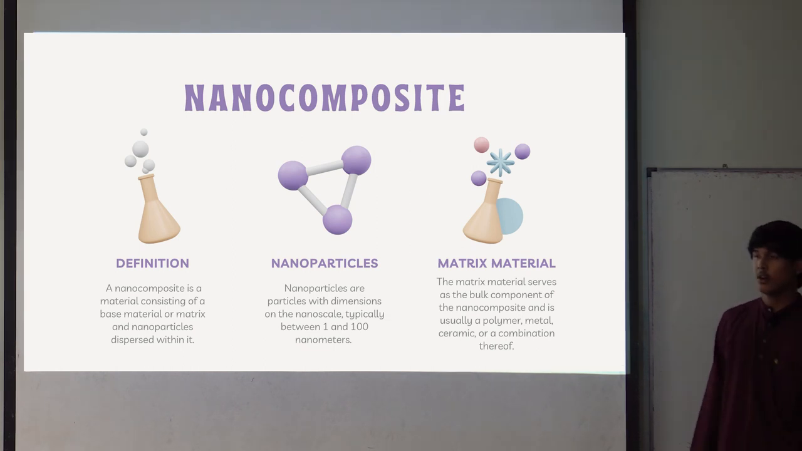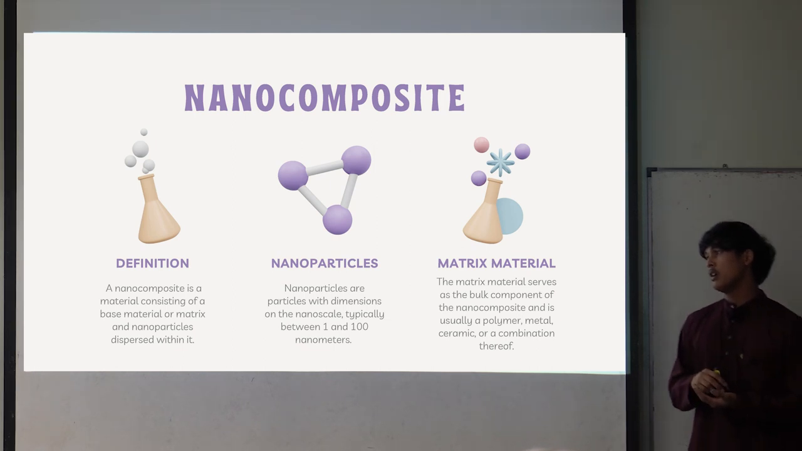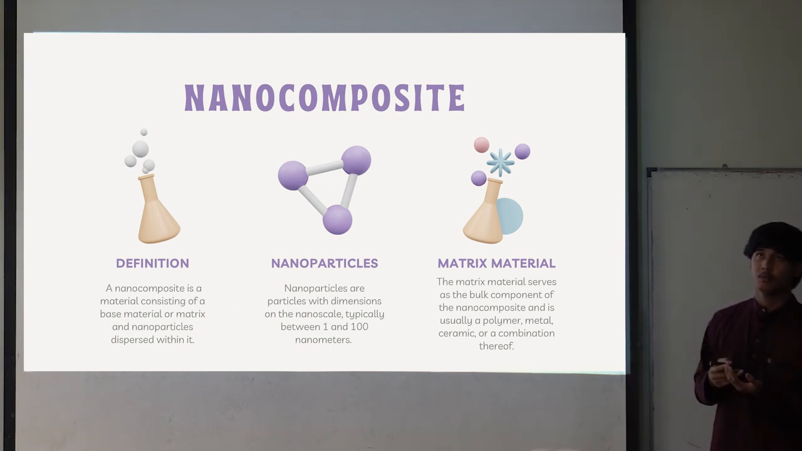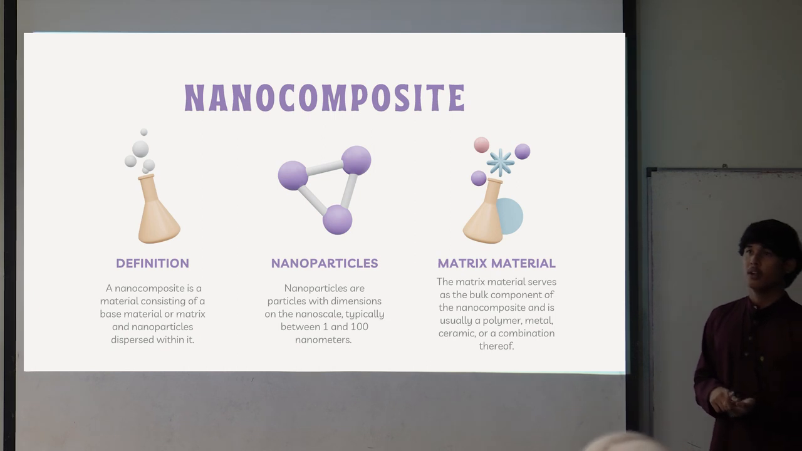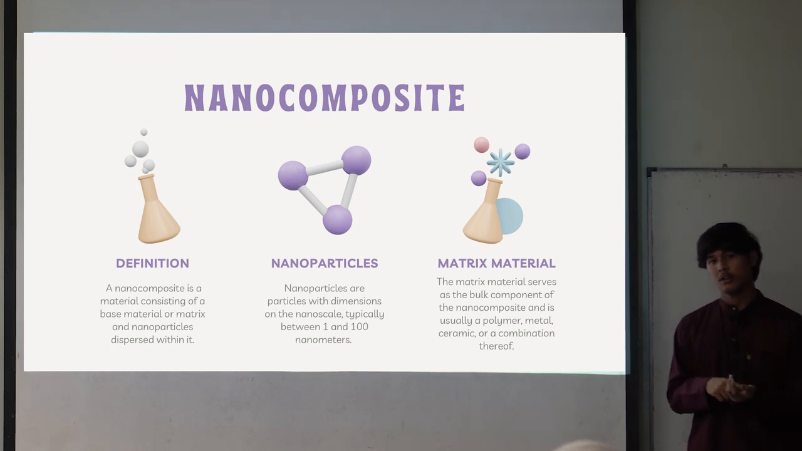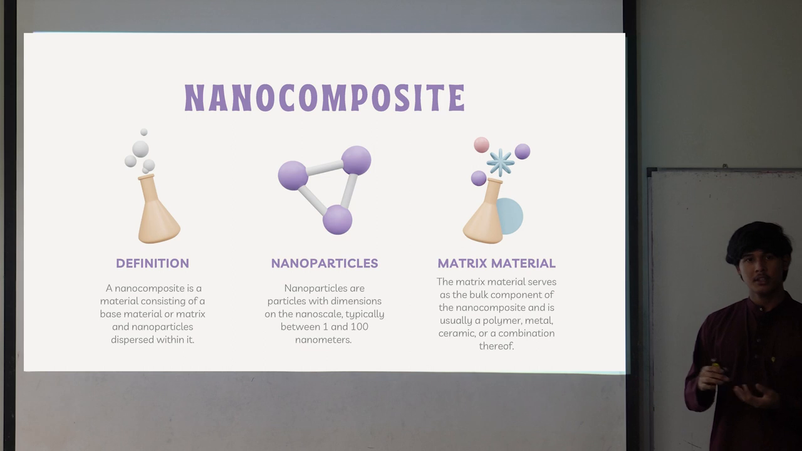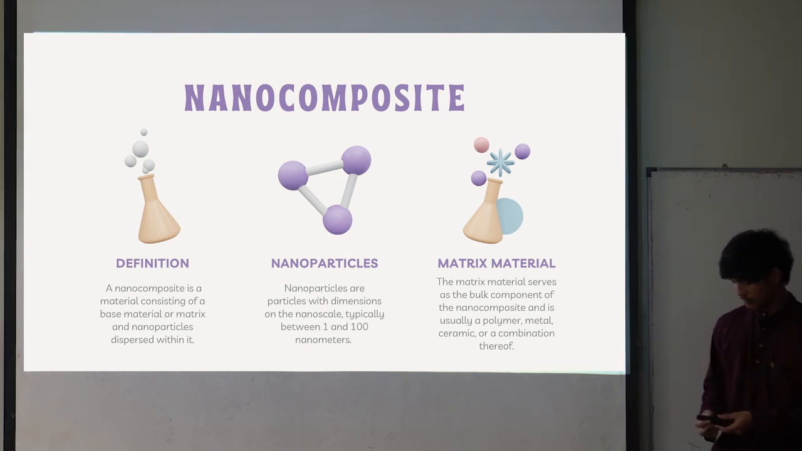Number five, enhancement of properties. The incorporation of nanoparticles gives unique properties to the nanocomposite. For example, improved mechanical strength, electrical conductivity, thermal stability, chemical resistance, or optical properties. So I think that's all from me. I will pass to the next presenter.